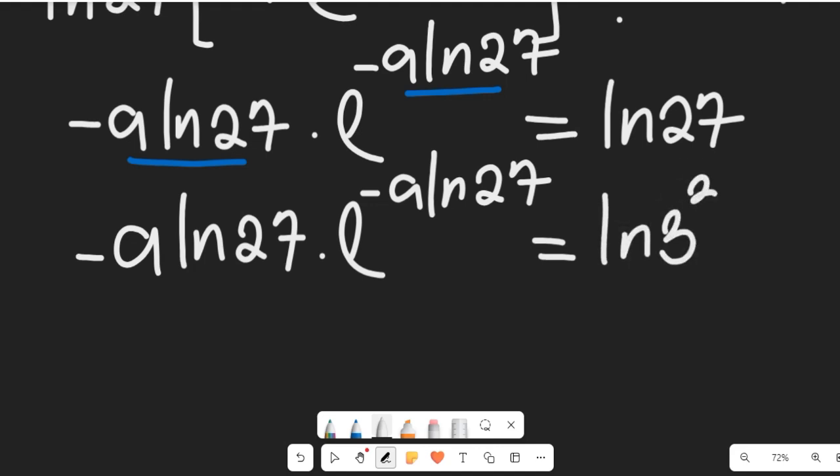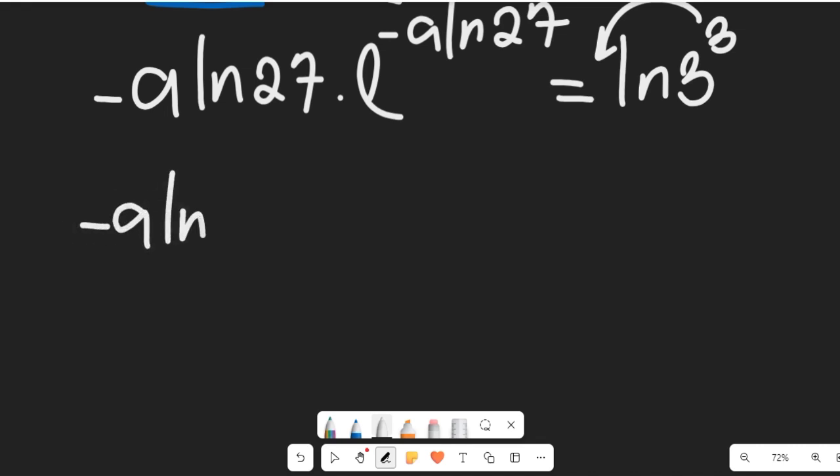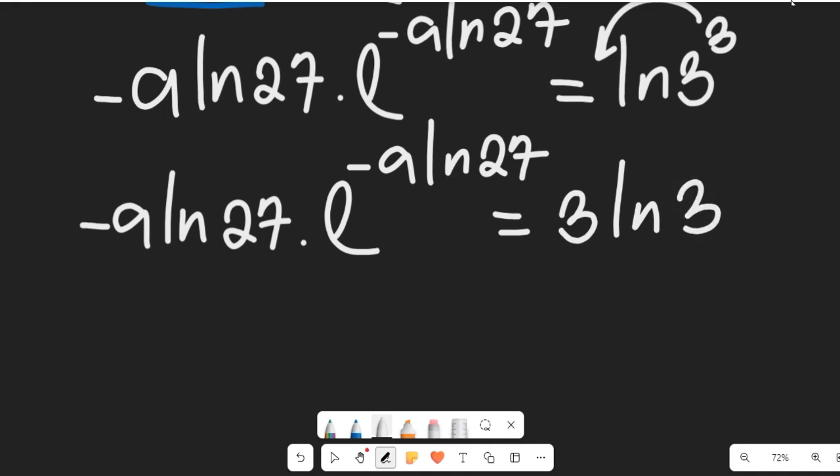power of 3. And according to the law of indices and logarithm, this will come over here, and I'll have that expression to now give me negative a ln of 27 multiplying the exponent of negative a ln of 27, and this will be equal to 3 multiplying the ln of 3. So from this point, I can easily expand the right hand side too.